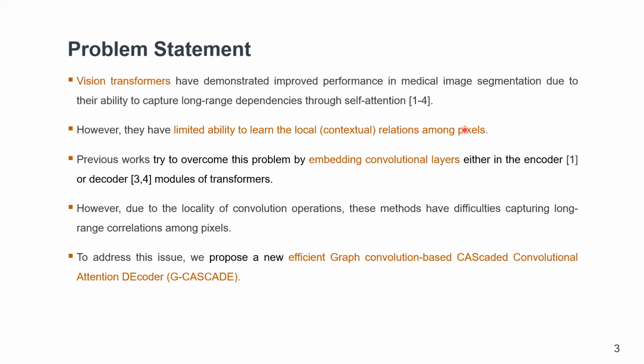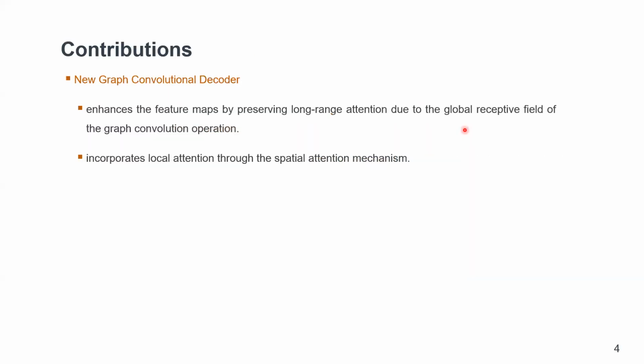To address this issue, we propose a new efficient graph convolution-based cascaded convolutional attention decoder, G-CASCADE. We have made several contributions in this paper. We are the first to introduce a new graph convolutional decoder that enhances the feature maps by preserving long-range attention due to the global receptive field of the graph convolution operation. It also incorporates local attention through the spatial attention mechanism.